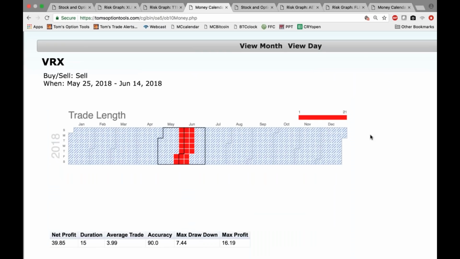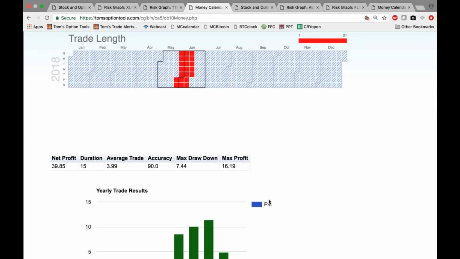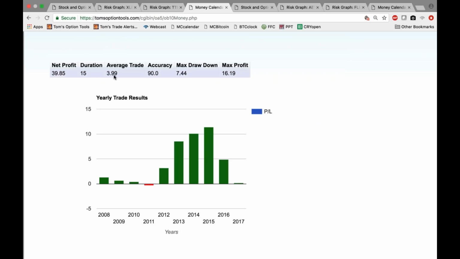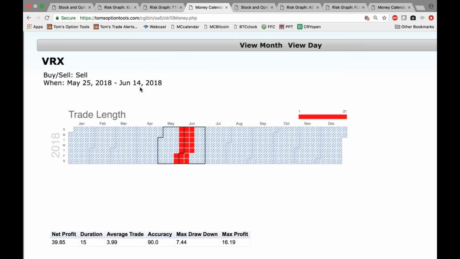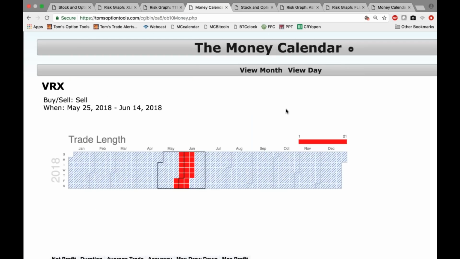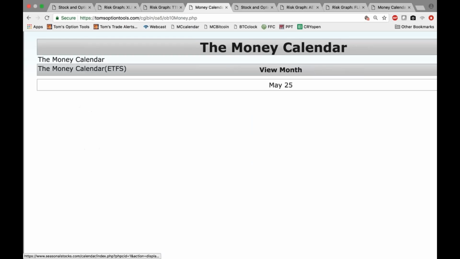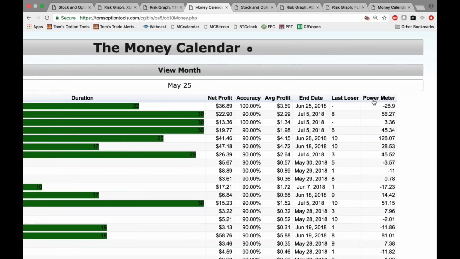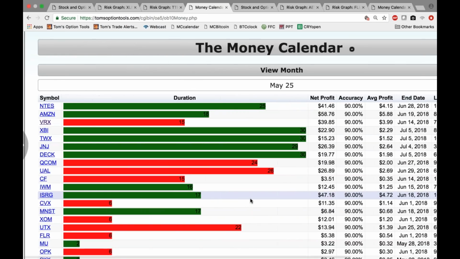Okay, so take a look at this. Now, this stock is a 21-day trade, and it's showing that it drops on average $4 during this pattern. So between today and June 14th, VRX has actually dropped more often than not. Now, last year didn't drop so much, only 11 cents. So I got to worry about that a little bit. Maybe there's something better. All right, so let's go back to the day, and again, I want to double click and bring the power meter up.